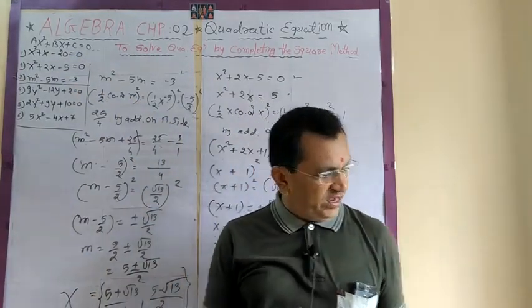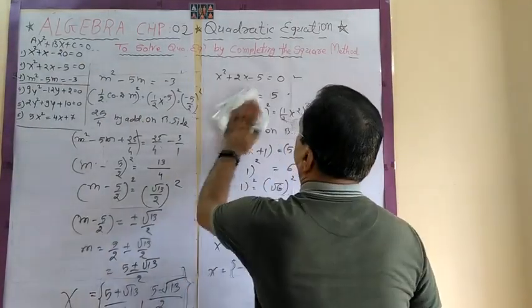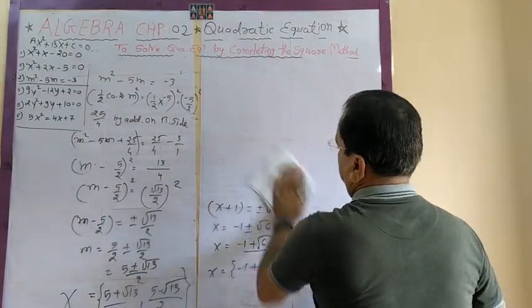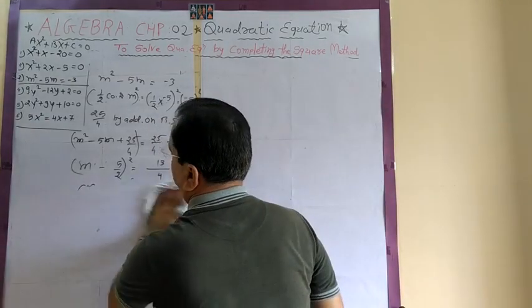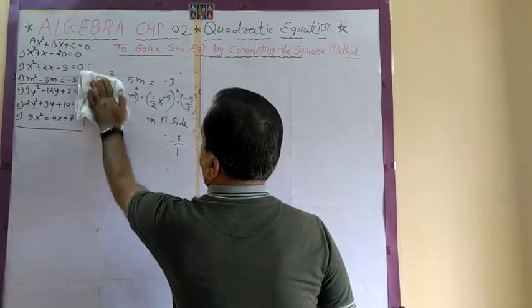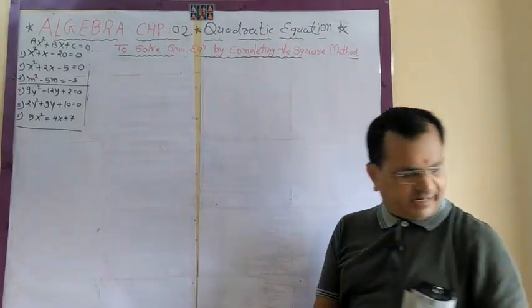This is when a is 1, compared to this ax square plus bx plus c. Now when a is given, a is some coefficient, at that time how to solve? I will send you a photograph of this board work, don't worry, you will get time to write.